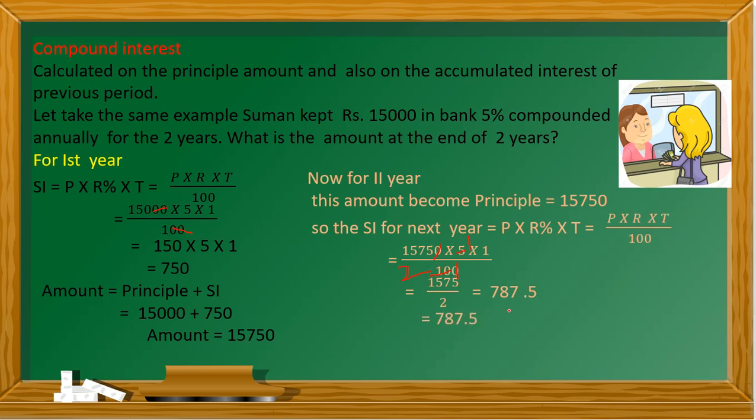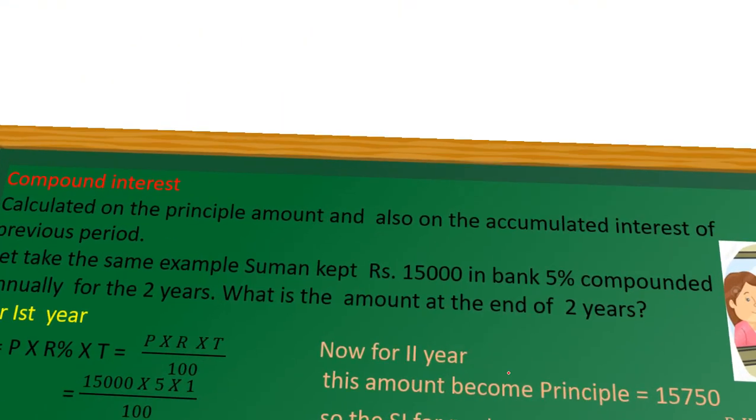Now the amount at the end of the second year is equal to 15,750 plus 787.5. So amount at the end of the second year is 16,537.5. Now let's compare both the amounts received by Suman in the two different ways.